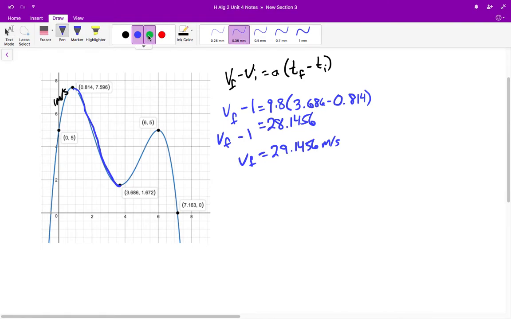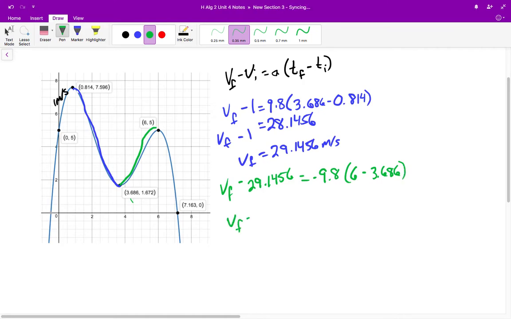For right now, let's calculate the speed when we get to the top of our next hill. This will now become my green interval. I'm going to go from here up to here. Once again, I do not know my final velocity. My initial velocity is what I just ended with, 29.1456. Acceleration due to gravity, I'm going up, so gravity is working against me, negative 9.8. My final time was at 6 seconds. My initial time that we just ended at was 3.686.